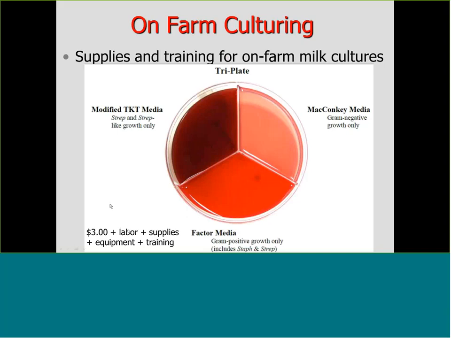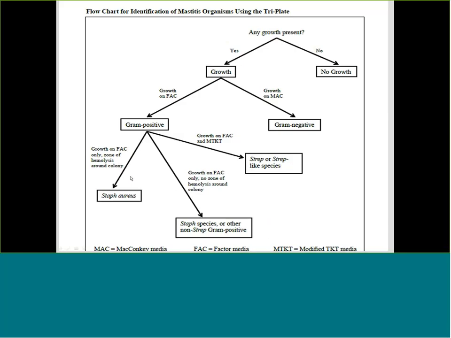And then if you put a little bit of labor in there, some supplies, which includes culture vials and some swabs, some equipment, which is a pretty bare bones incubator, and some time to get a bunch of people trained up to do this well, you're probably looking at $5 to $6 a culture. And if you run through this algorithm with those plates, you can figure out if you've got growth, no growth, gram-negative, or gram-positive pretty darn well.